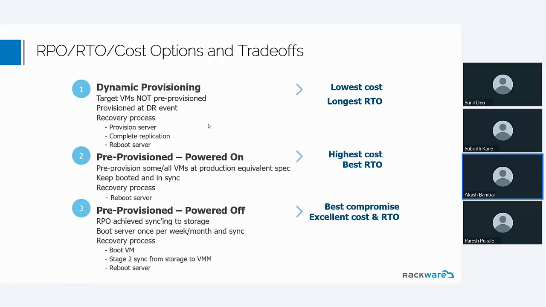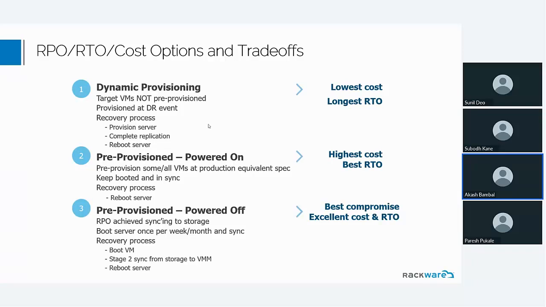Now, what happens in case of dynamic provisioning is in steady state in your DR site, you will only have the RMM instance up and running with the block storage attached to it, which is holding the images of the source server. And delta syncs are executed from your source server to the image present on the RMM based on the periodicity that you have configured in your DR policy.